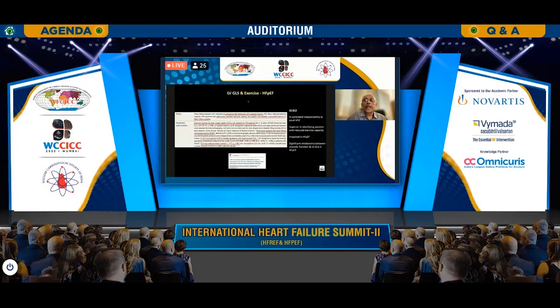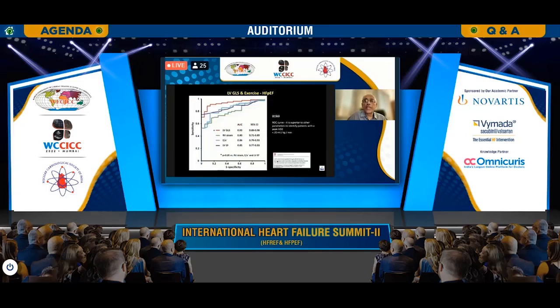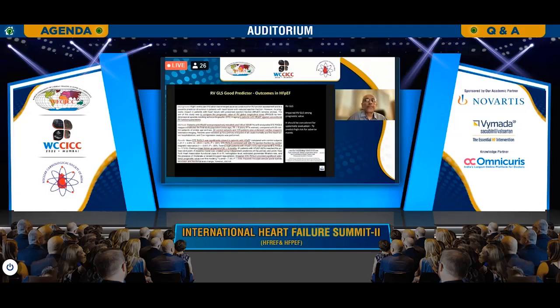Now, the GLS and exercise in preserved ejection fraction, again, shows that when it comes to looking at the exercise capacity, the LV-GLS correlated very nicely with the peak VO2, and it was superior in identifying patients with reduced exercise capacity. So this is, again, a very nice study looking at exercise and LV-GLS. And you can look at the area under the curve here, so quite high for LV-GLS, around 0.93 here. So this again emphasizes it is superior to other parameters to identify patients with the peak VO2 of less than 20 ml.